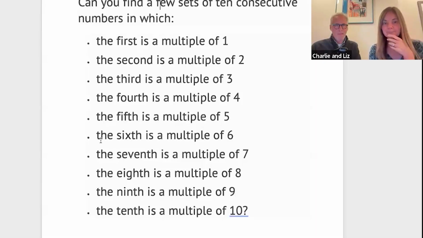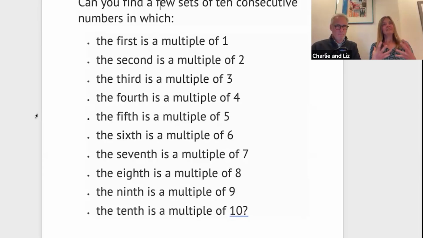So what we're going to do is share a document with you with the task on. Here is the task, and don't feel you've got to read it all through. We will introduce it. Our challenge for you is to find a few sets of 10 consecutive numbers in which the first number is a multiple of 1, the second a multiple of 2, the third a multiple of 3, and so on, up to the 10th, which is a multiple of 10.